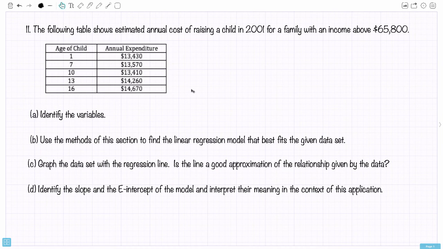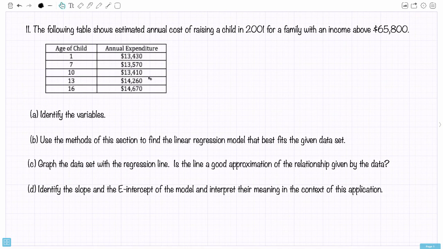Number 11 says the following table shows estimated annual costs for raising a child in 2001 for a family with an income above $65,800. So we have a table, ages of the child, annual expenditures. Question A, identify the variables.